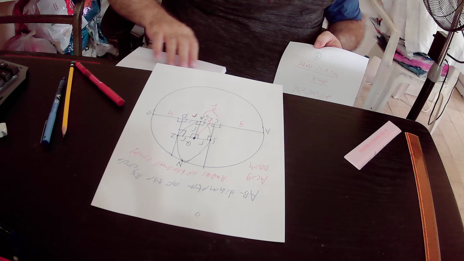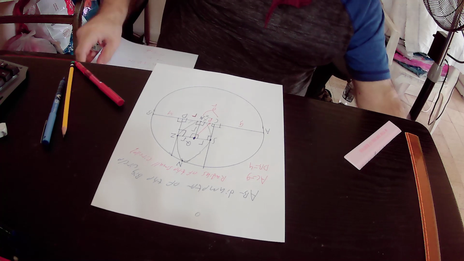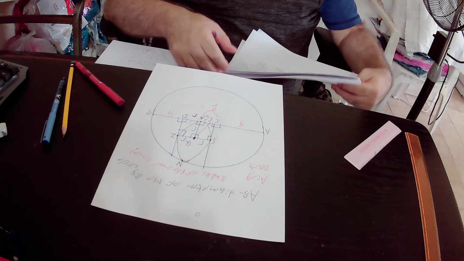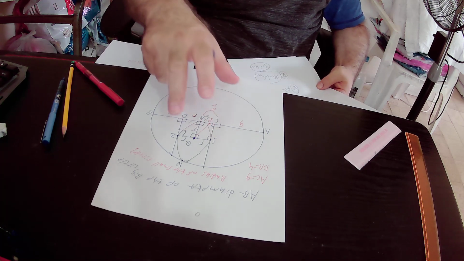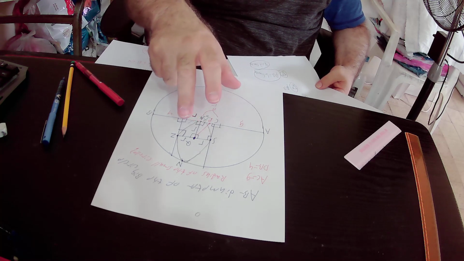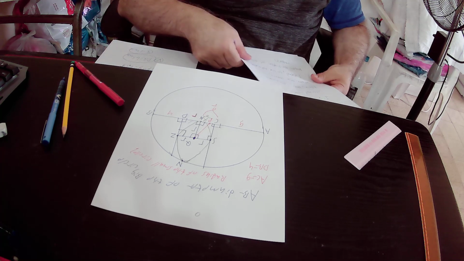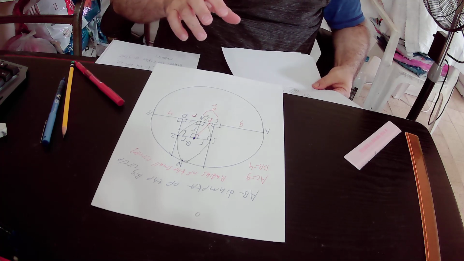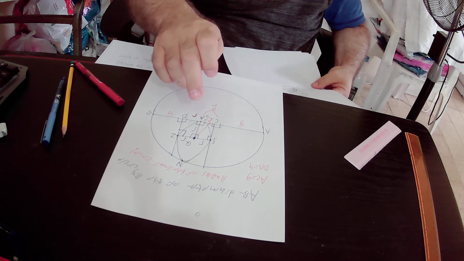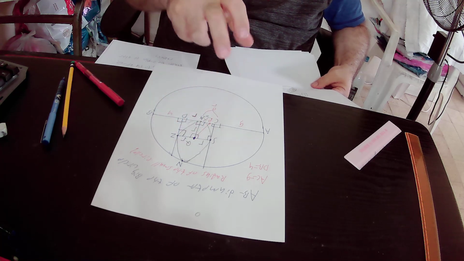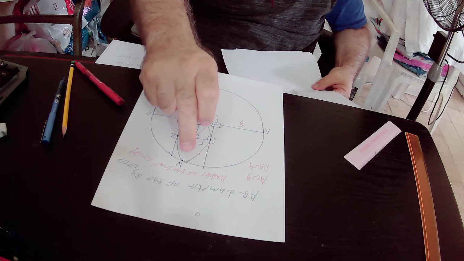Okay, so now I will summarize the lecture. We wanted to find out the radius of the small circle. The small circle is inside a bigger circle, and those two circles have internal tangency between them at point N.